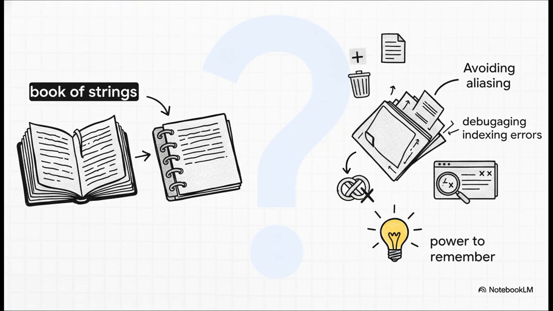So, we've made the journey from the static, unchangeable book of strings to the dynamic, living, editable binder of lists. We know how to add pages, how to remove them, how to dodge that really dangerous aliasing trap, and how to debug those off-by-one errors. But most importantly, we've unlocked the ability to give our programs a memory. So the only question left is, now that you have this power, what's the first thing you're going to build?